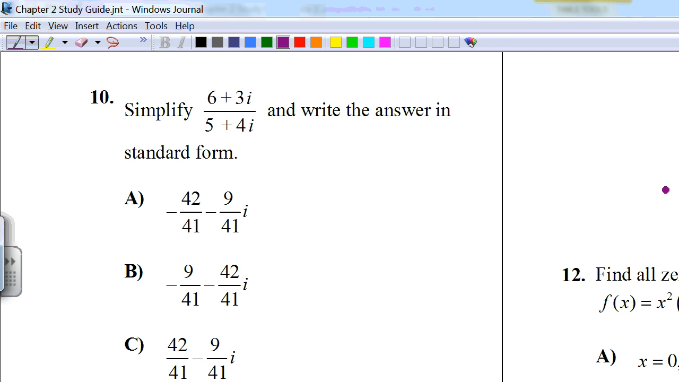Number 10. Simplify. So we have to multiply by the conjugate. So we have 6 plus 3i over 5 plus 4i. And this has to be multiplied by 5 minus 4i.